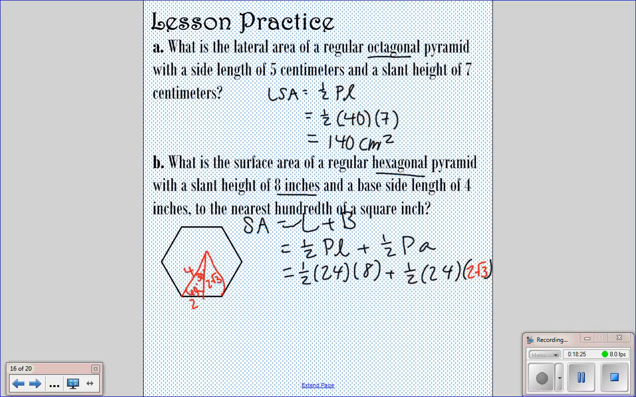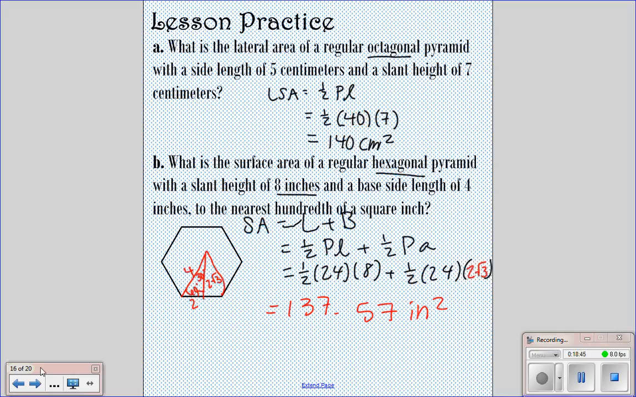And so that's what you would fill in for your formula. And it says round to the nearest hundredth of a square inch. And so if you add all of that together, you should get 137.57, and it's going to be inches squared.